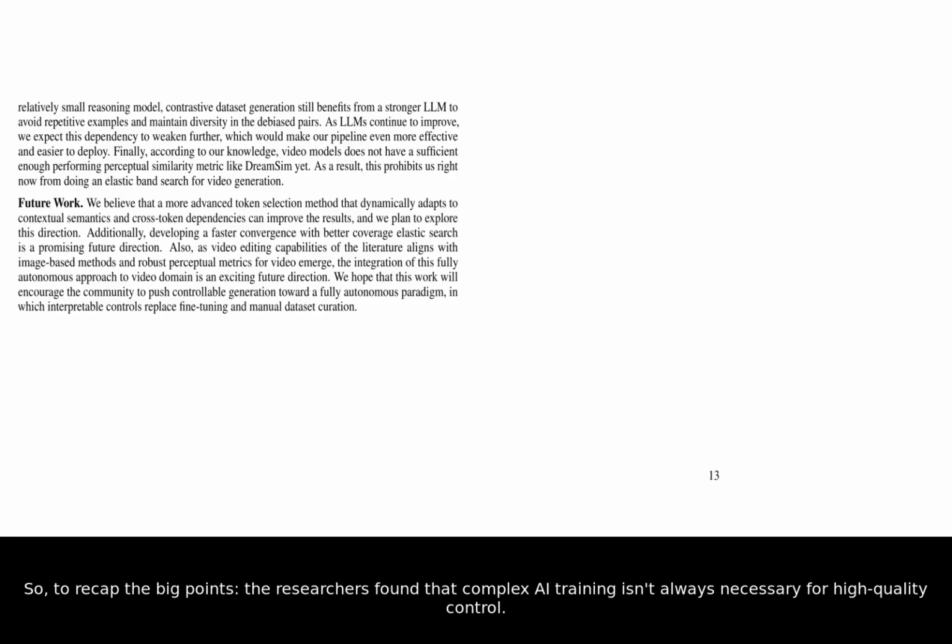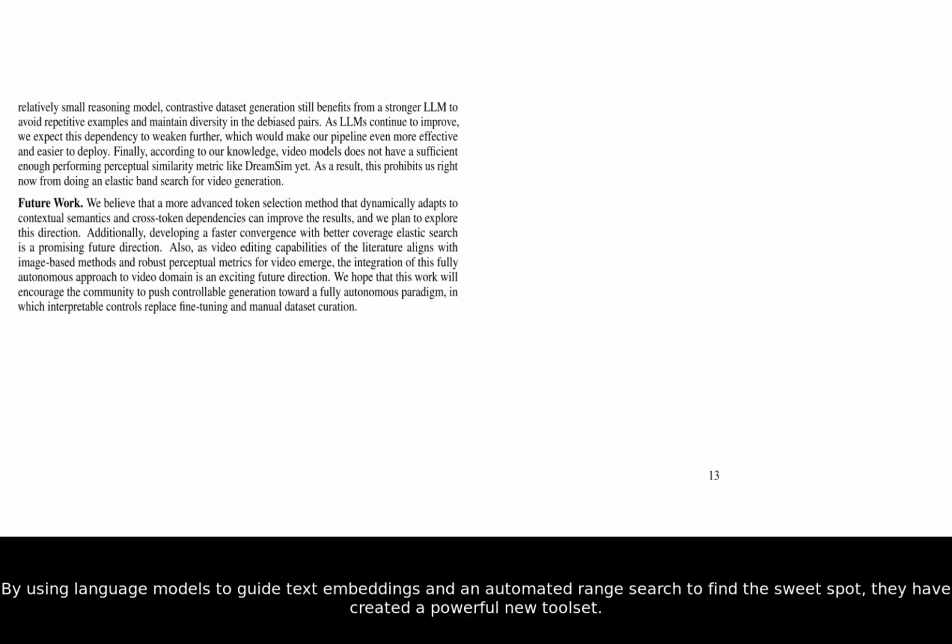So, to recap the big points, the researchers found that complex AI training isn't always necessary for high-quality control. By using language models to guide text embeddings and an automated range search to find the sweet spot, they have created a powerful new toolset.